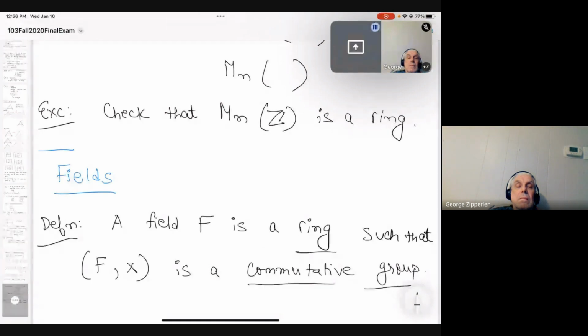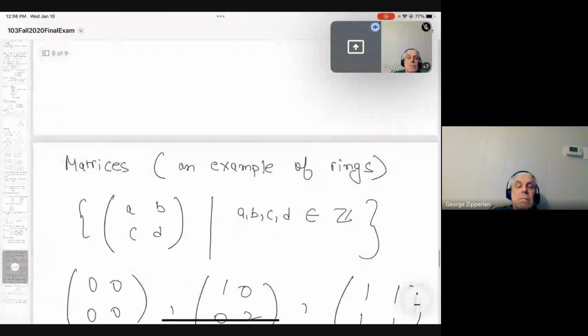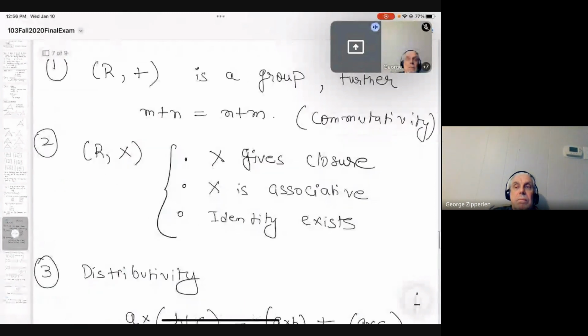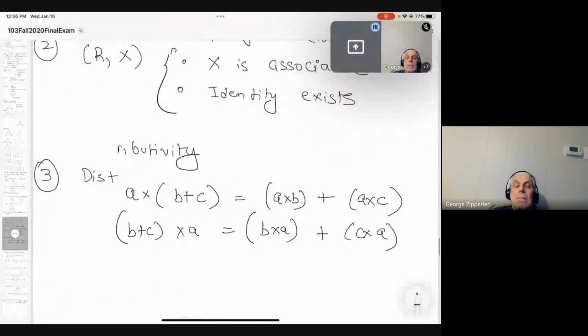And what do I mean by commutative group? Well, we already know what a group means, right? Commutative, I just mean that this property is satisfied, right? So if I take two numbers, the order of multiplication doesn't matter, right? m times n is the same as n times m. That's what I mean, right?